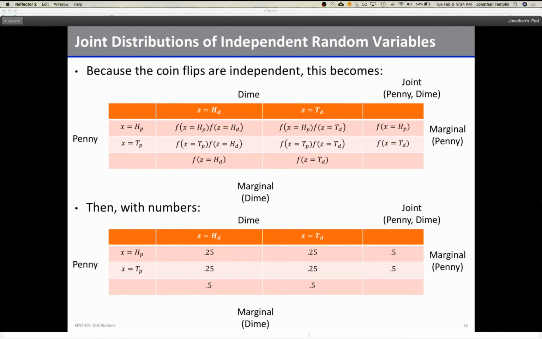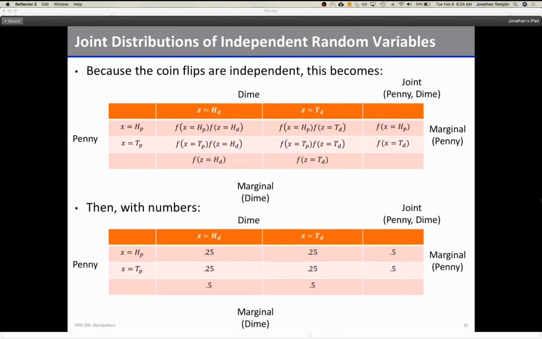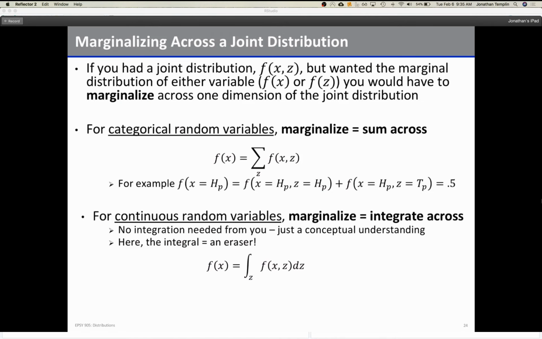So there we go with numbers. So how do we marginalize across a joint distribution, though? How do we get from these numbers right here, 0.25 and 0.25, to this number on the side? Well, it turns out, just like you would know in a basic statistics class, we take the sum in a discrete distribution. For each row of this table, we take the sum of the cells and we get the margin. For each column of the table, we take the sum of the cells and we get the margin. And so that's what this is saying right here.